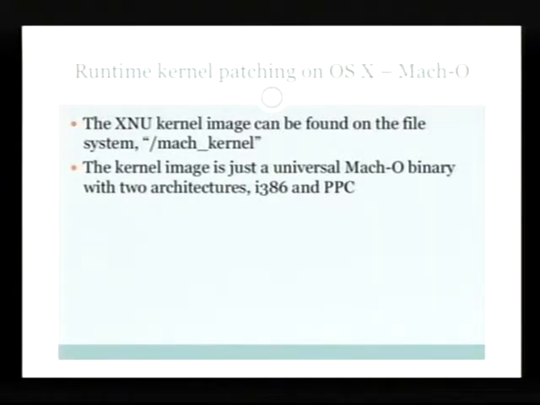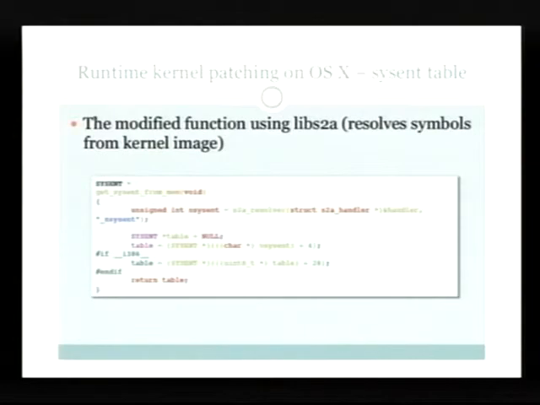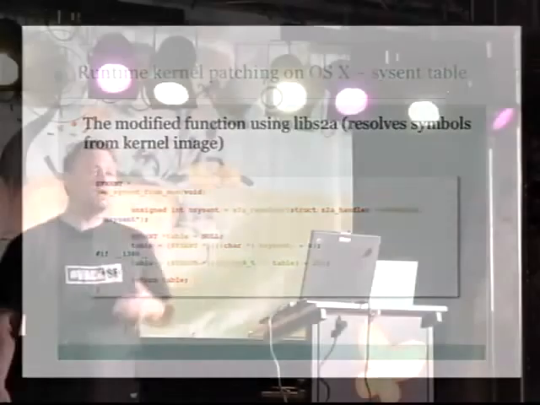So the kernel image is just a normal Mach-O binary, containing two architectures, i386 and PPC. And Bosse actually developed this really nice little library that you can use to resolve kernel functions. It's called libs2a, and this small example basically says resolve the nsysent symbol and add 4 if it's on a PowerPC platform, or add an additional 28 on the x86 platform.